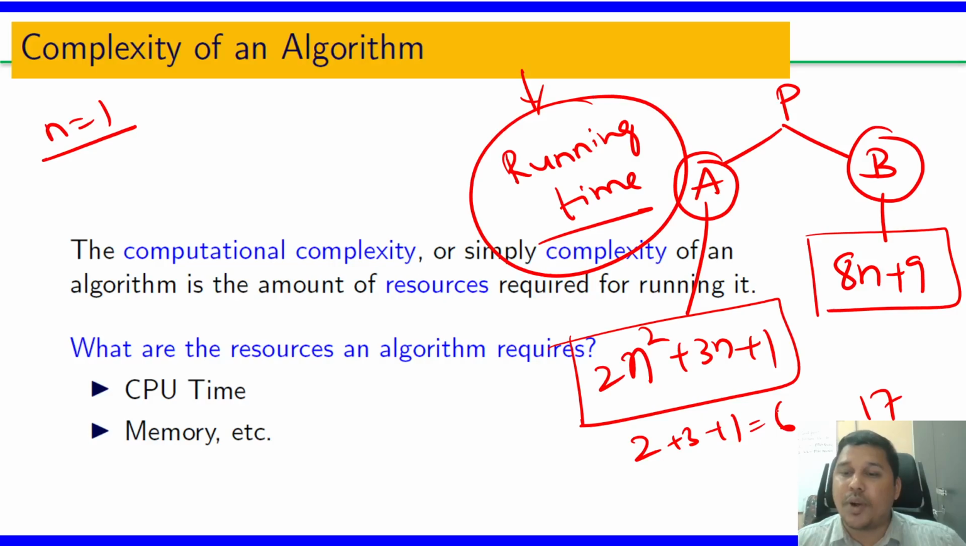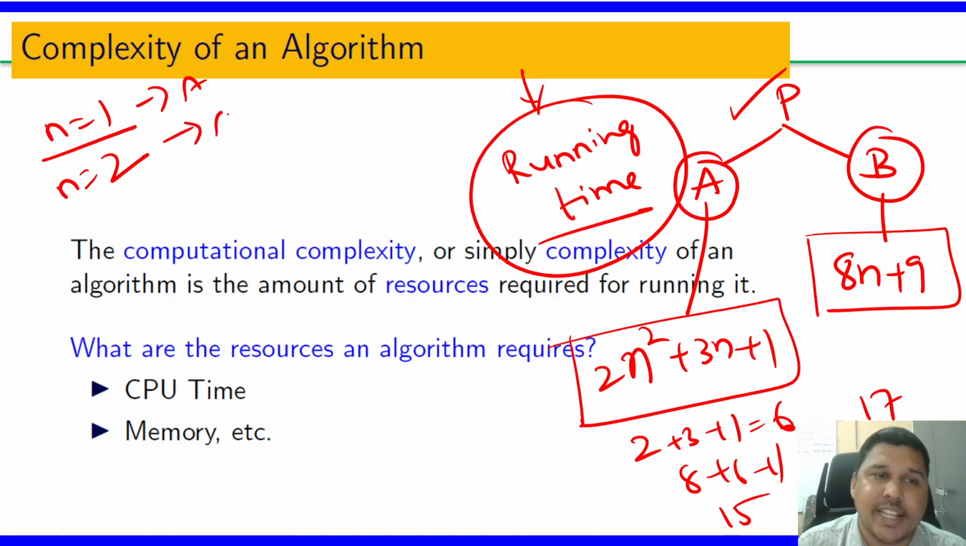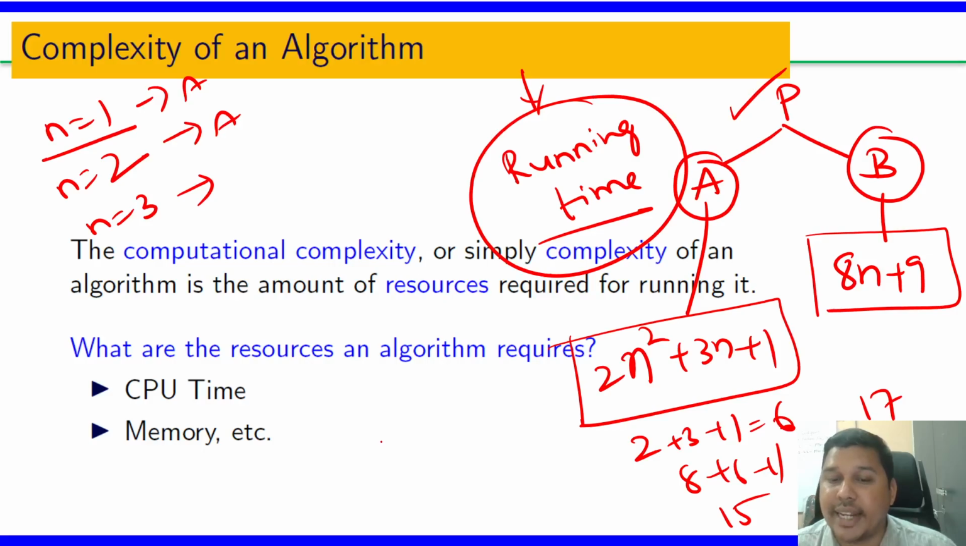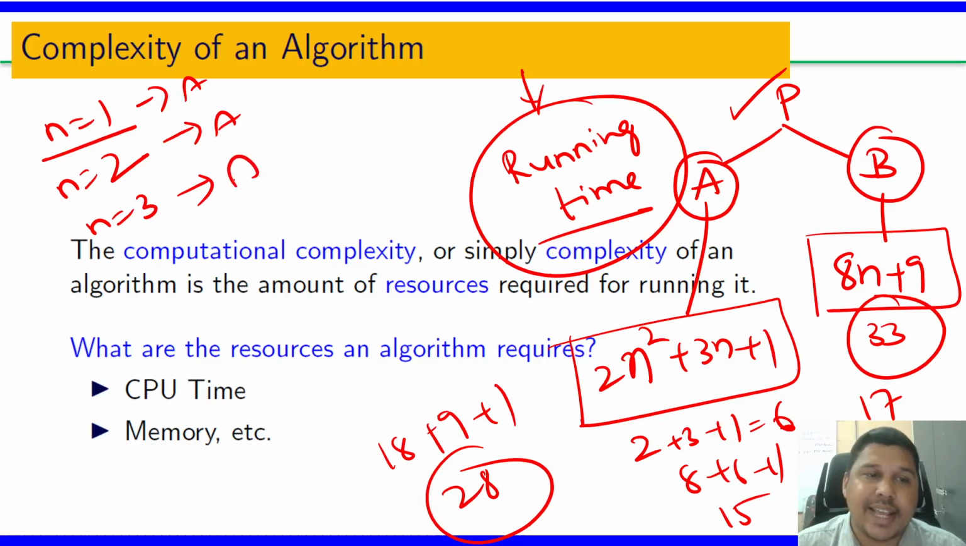Now you see, for n equal to 1, A is best. Take n is equal to 2. Put 2 here: 2 square is 4, into 2 is 8, plus 6 plus 1, which is 15. Here it is 16 plus 9, 25. Still A is best. Take n is equal to 3: 3 square is 9, 18 plus 9 plus 1, so this is 28. Here if you take 3, it is 24 plus 9, so 33. Again A is best.